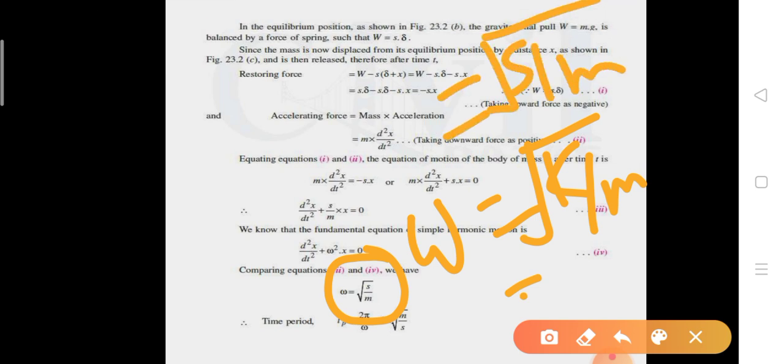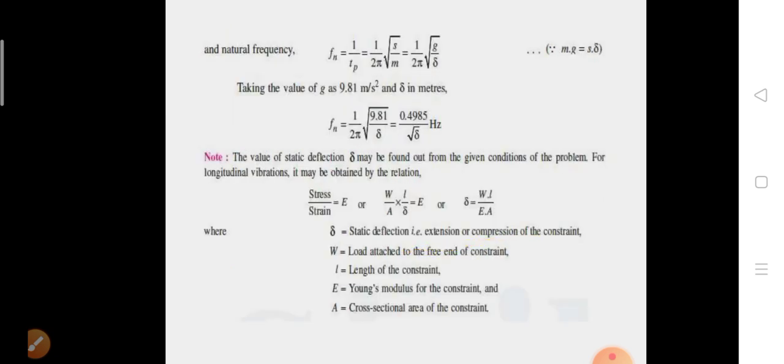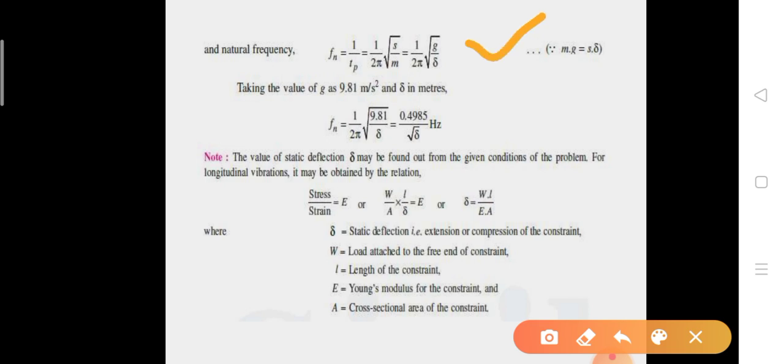What is s or what is k? That is spring stiffness. What is m? The external mass applied at the end of the spring. So you will get omega is equal to under root s by m or omega is equal to under root k by m. From that you can directly calculate the time period. That time period will be 2 pi by omega. And from the same formula you can calculate the frequency, that is fn is equal to 1 upon 2 pi under root s by m or under root k by m.